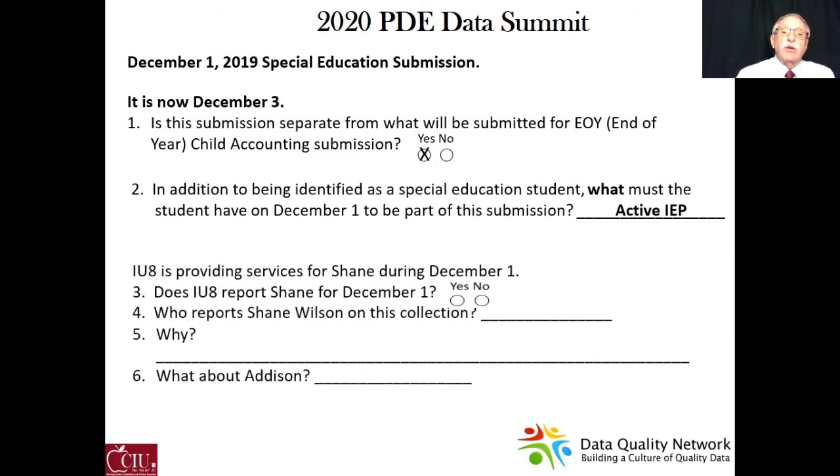Okay, so since the IU is providing the service for Shane during December 1, does the IU report Shane for December 1? Remember the rules. The district of residence of parents, guardians, or foster parents reports for special ed. So IU8 does not report for December 1 child count. So who reports? My district. It's my responsibility to report the child. And why? Because the parents reside in my district, and probably the same thing for Addison. His parents reside in my district. So that's why I report for December 1 child count.